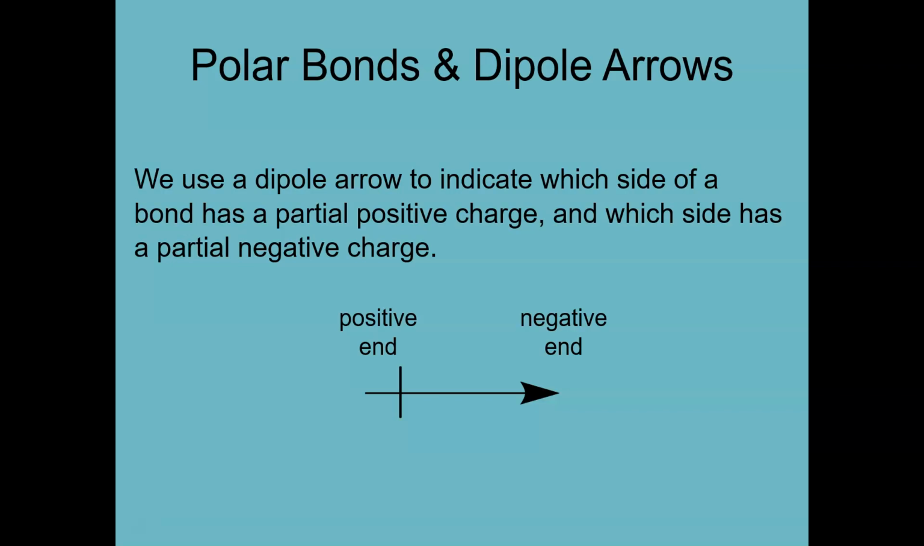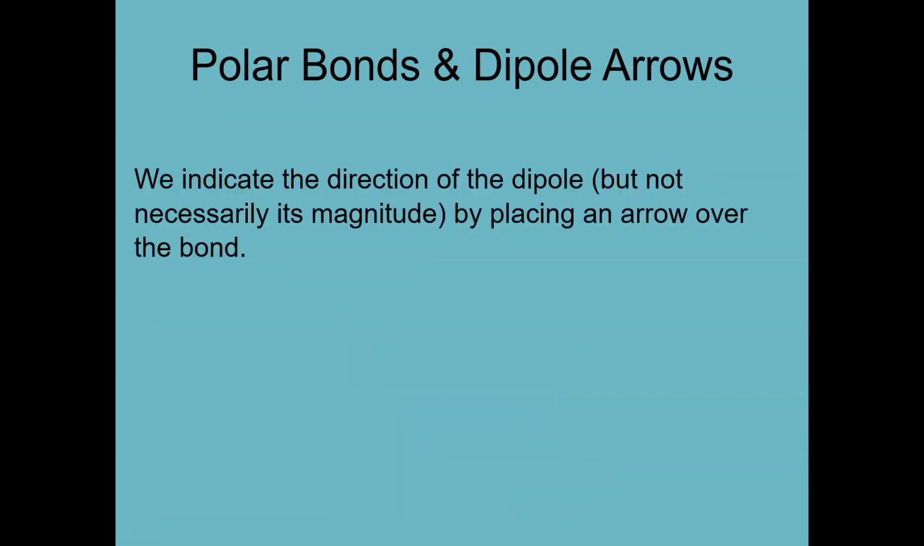The way to remember which end is which is that the crosshatch sort of makes this look like a plus sign. So that's the partially positive end. The arrow is pointing in the direction that the electrons are being pulled. So that's the partially negative end. So we can try this on some bonds. We indicate the direction of the dipole, not the magnitude of the dipole, by placing an arrow over the bond. And so here are 3 bonds that we can try this out on.